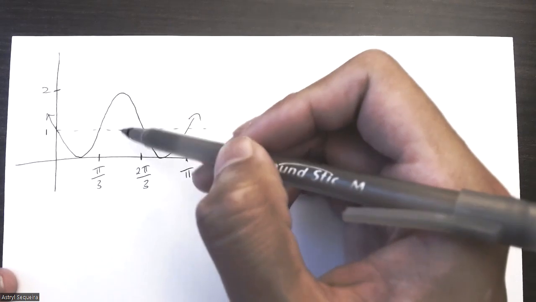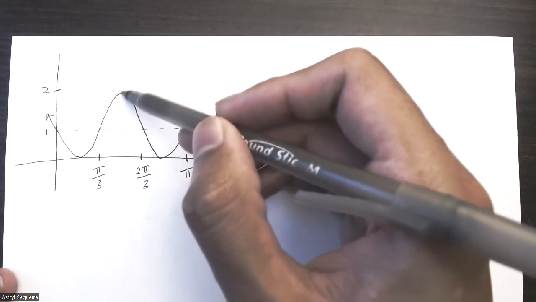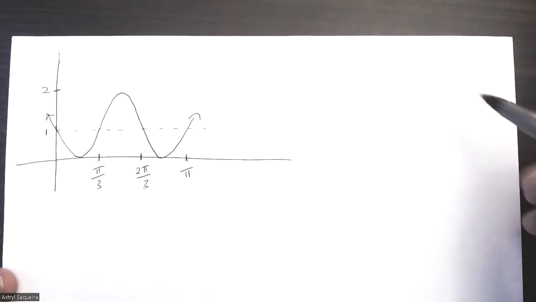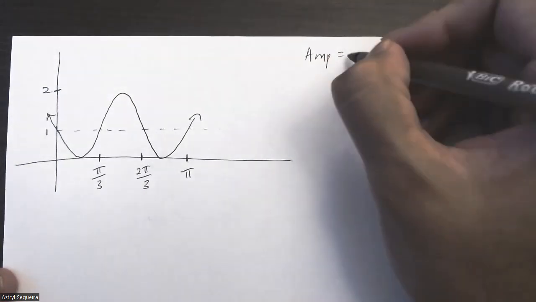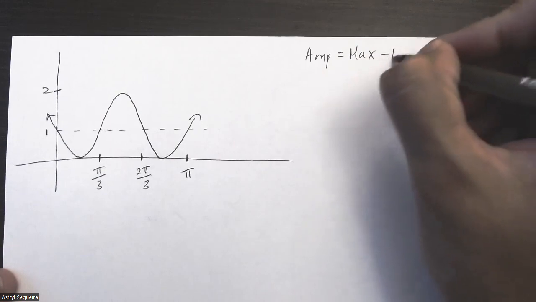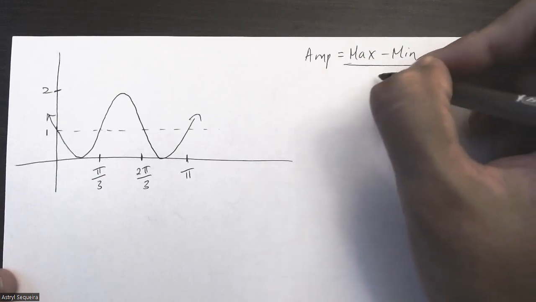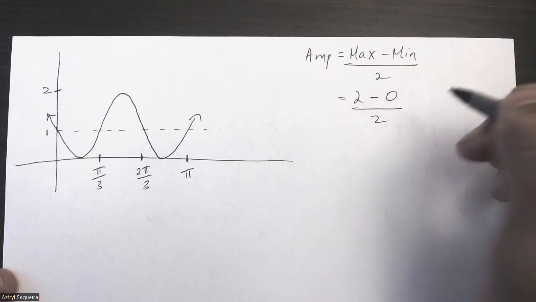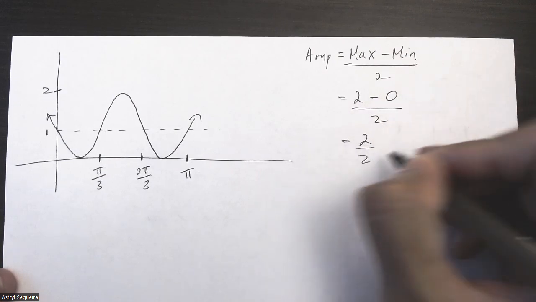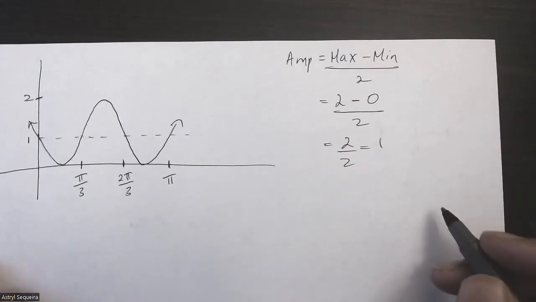It's pretty easy to tell the amplitude over here. From here to here, the distance is 1. If you want the equation, amplitude is max minus min divided by 2. My max is 2, my min is 0, and I'm dividing by 2. Just 2 over 2, which is just 1.